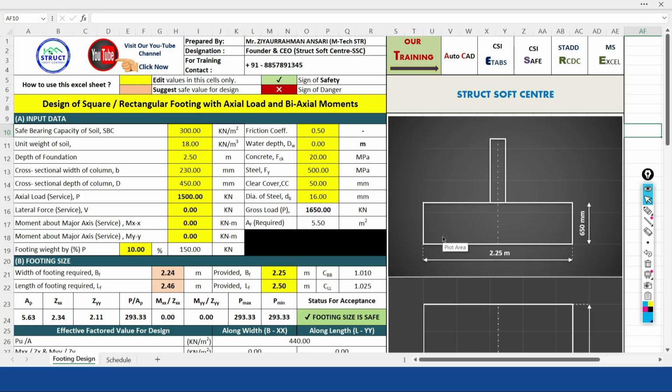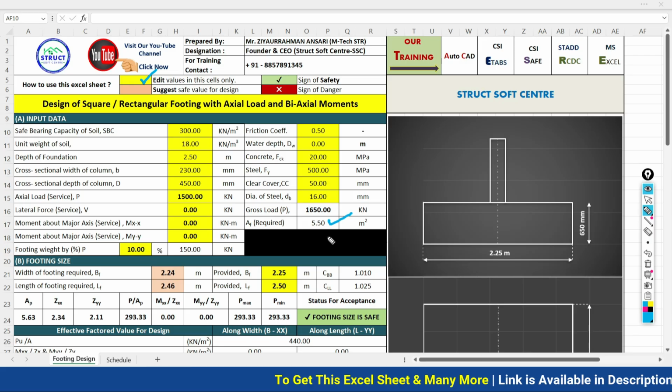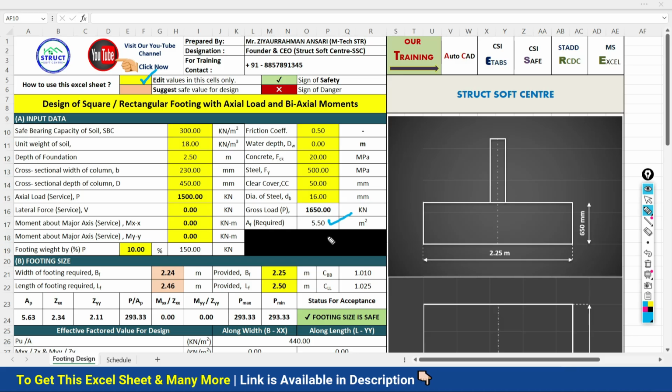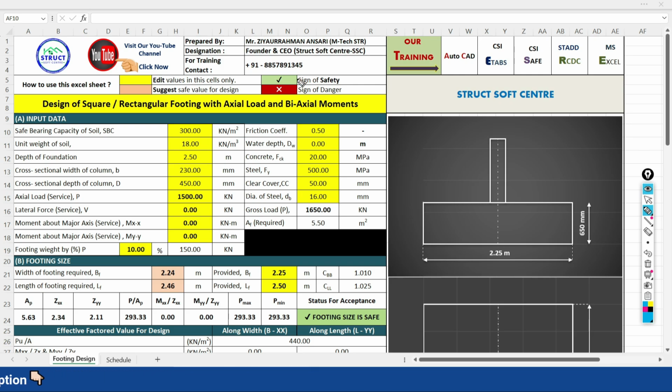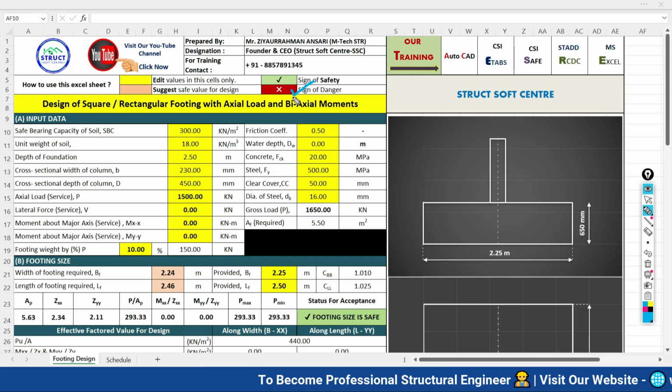So first we are going to understand how to use this Excel sheet. Basically you have to edit the values only in yellow cells. In white cells you don't need to do anything. White cells will automatically adjust the values based on the formula fed in those cells. You will get a green cell, which gives the sign that a particular parameter is safe. Wherever you get a red cell, that is the sign of danger, the sign of failure. You have to find a solution for that. You have to increase the value or decrease the value, whatever you need to do.